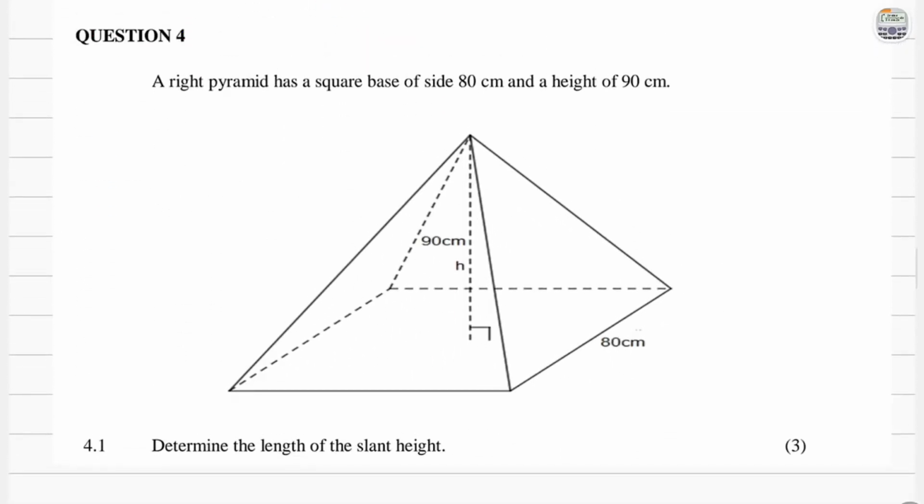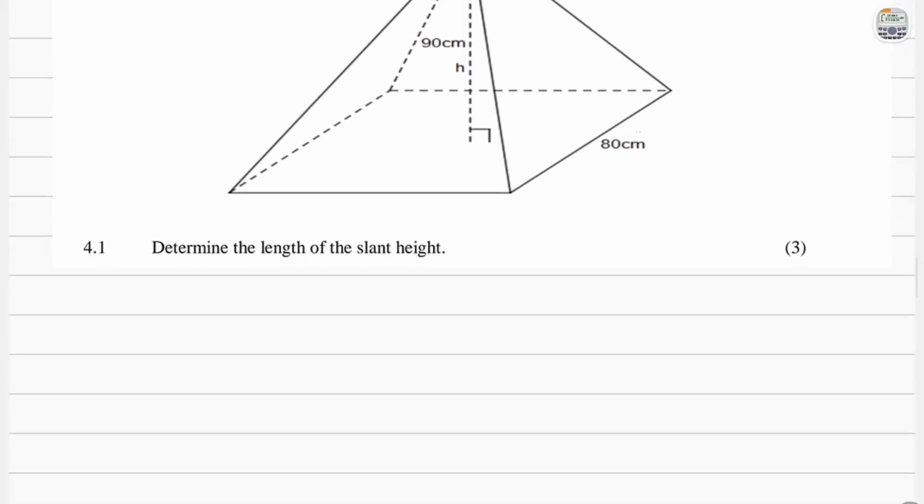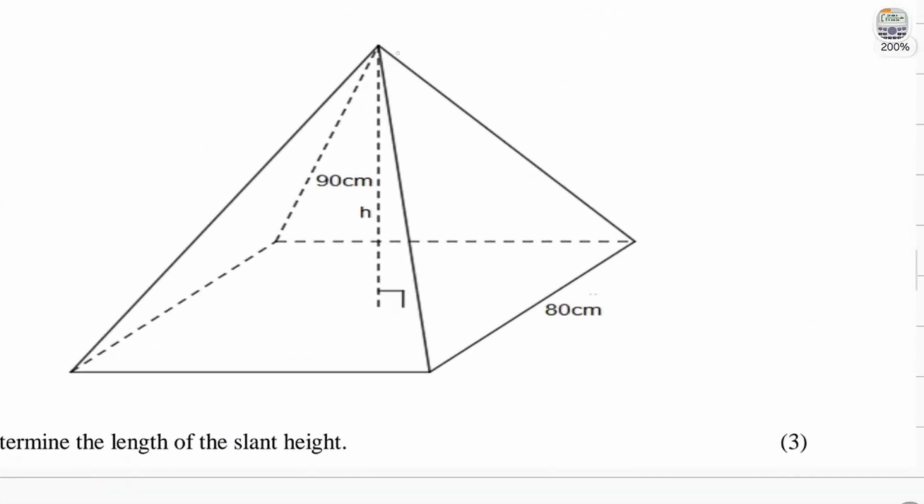Question 4 says, a right pyramid has a square base of side 80 centimeters, as we can see, and a height of 90 centimeters. So this is the height from the ground, from the middle of the square really, to the highest point. And then they say determine the length of the slant height. The slant height is this height. It's really just the height of a single triangle, from the highest point of this triangle to the base of the triangle, and that line is going to be perpendicular to the base.